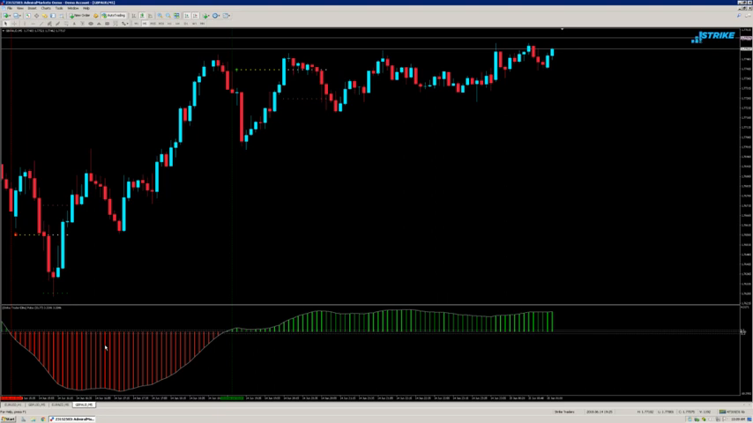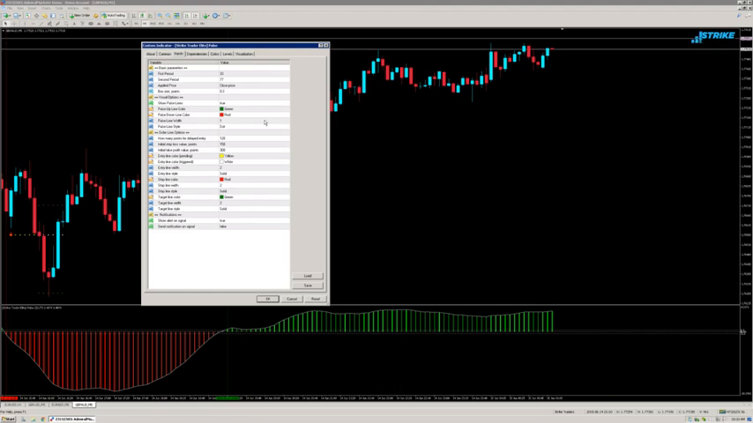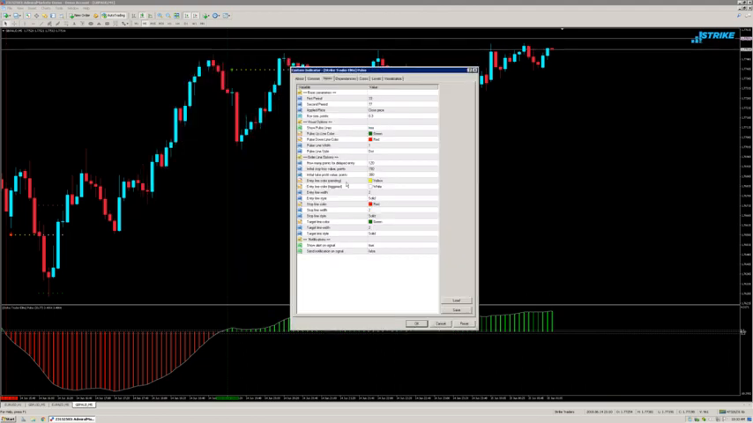So this is basically the principle of this indicator. And if we go into the settings here, you get quite a lot of settings that you can adjust. But for the outset, if you just want to start off, just keep it as the default settings, because that gives you a certain sensitivity in this momentum indicator.